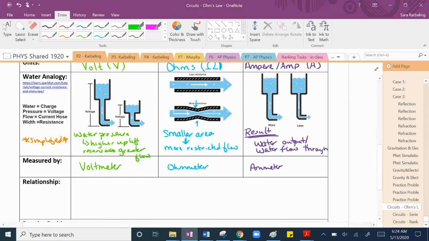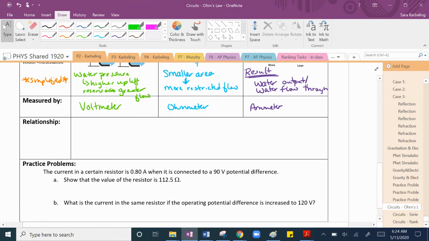So in the first part of your activity, we had asked you to find a relationship between these three things, between voltage, current, and resistance. So I just want to go through that real quick just to make sure that we're feeling good.